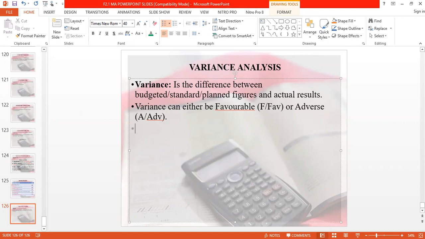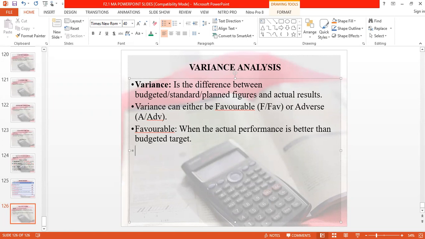Now, when do we have favorable? I had also touched on this in the topic budgeting. When do we have favorable? Favorable when the actual performance is better than budgeted target. Favorable is when the actual performance is better than what? Is better than the target.